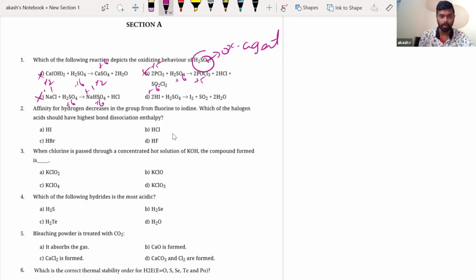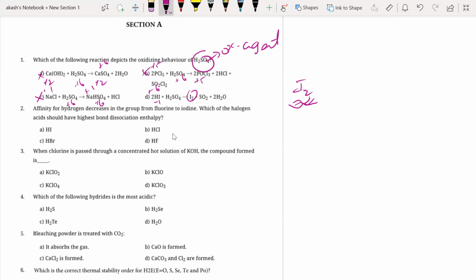But you look at this compound, HI. I minus, this is -1 oxidation state for iodine. And here you see iodine is in what oxidation state? Can someone quickly tell me what is the oxidation state of iodine in I2? What is the oxidation state? Quickly tell me. -2. Look at this, people.